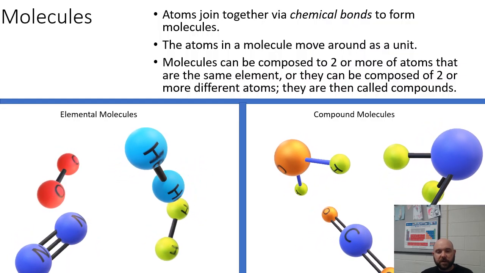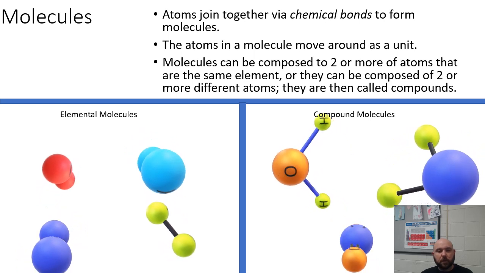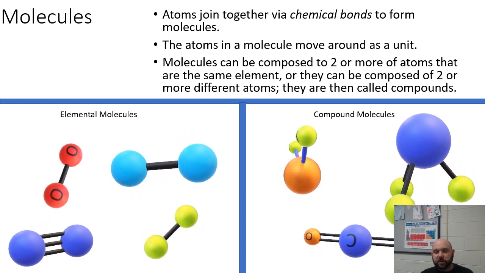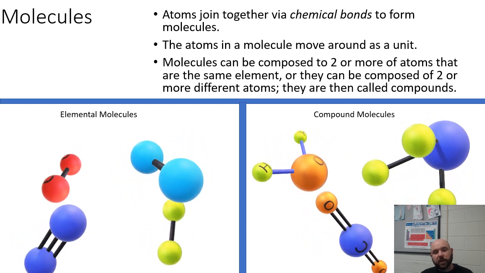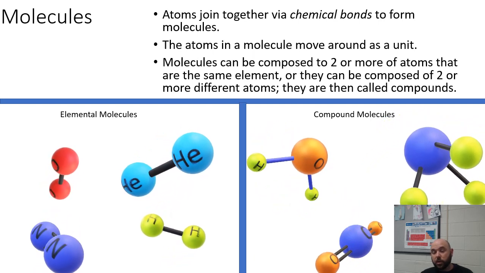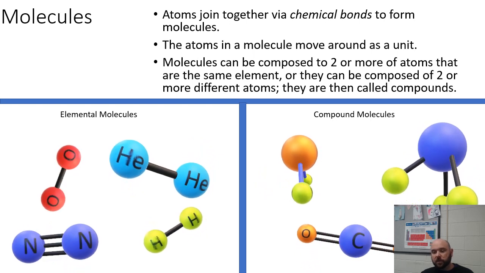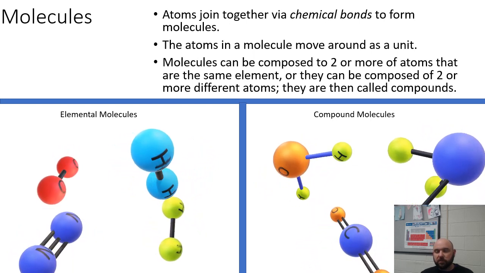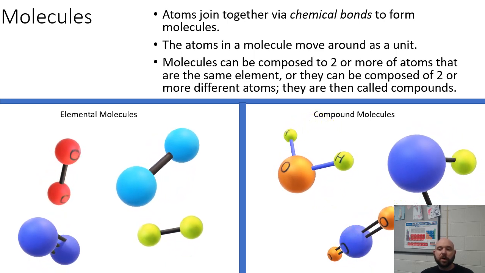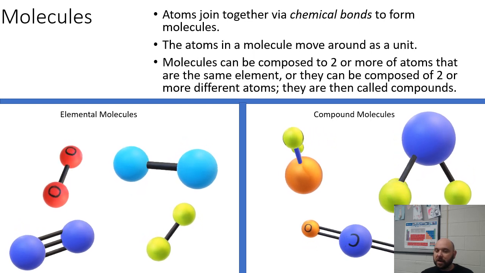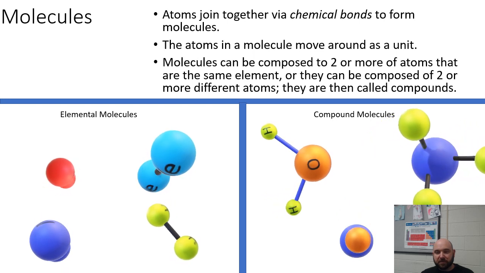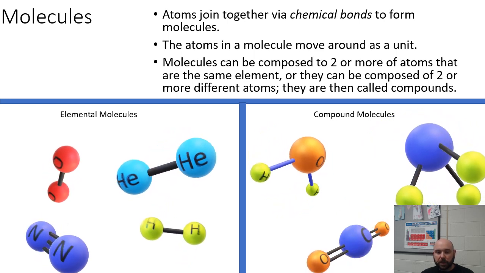So oftentimes atoms arrange themselves into what we call molecules. Molecules are formed when atoms join together via chemical bonds. So the atoms, when they're bonded together, will move around as a unit until those bonds have been broken, usually via some chemical reaction. Molecules can be composed of 2 or more atoms that are the same element, or molecules can be composed of 2 or more different atoms, at which point we then call them compounds.